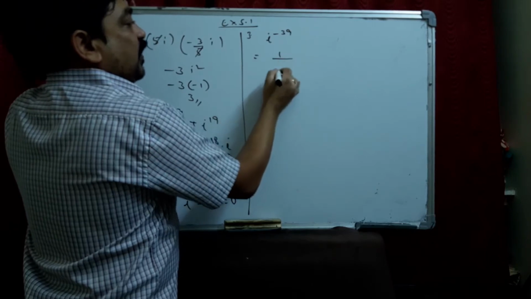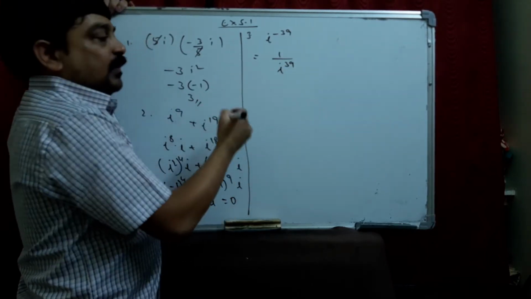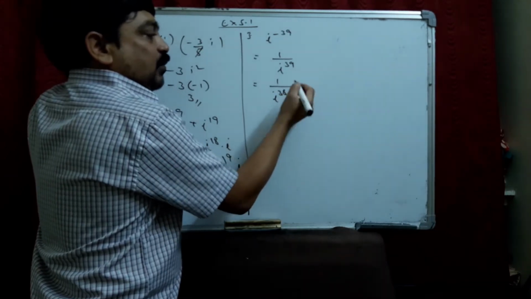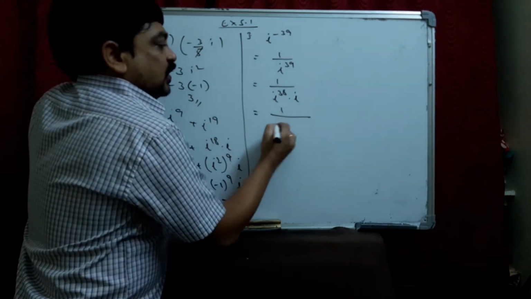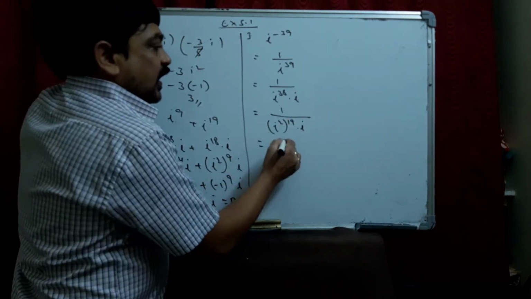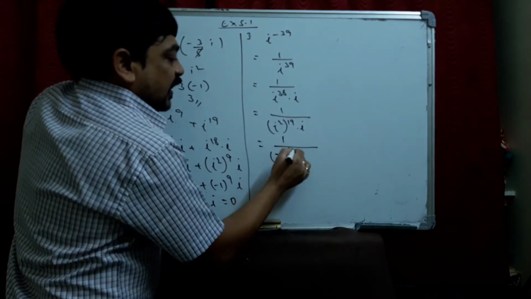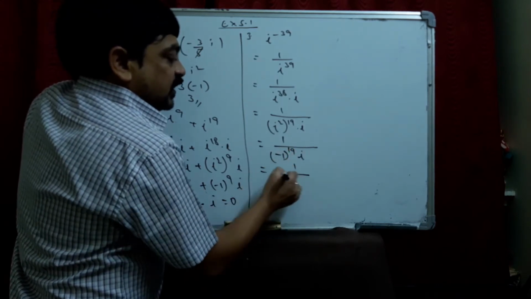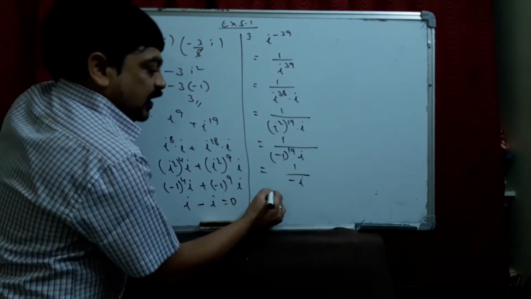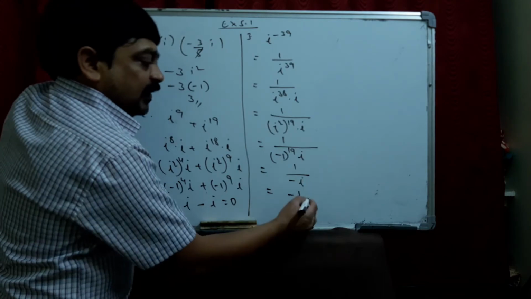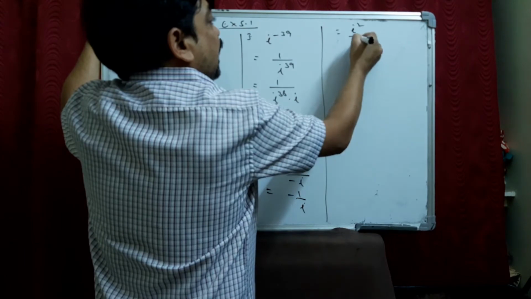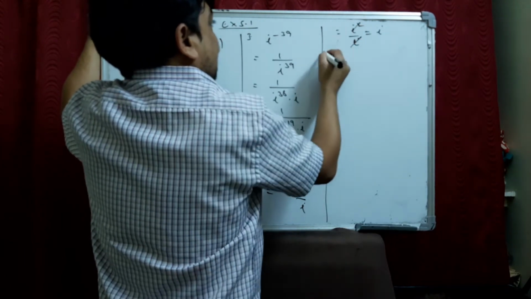So we write 1 by i power 39. Now you can write it as 1 by i power 38 into i. Same process we do. So it becomes (i square) power 19 into i. So (i square) power 19 means (minus 1) power 19 into i. Since the power is odd, we write minus i. This also you can simplify. I write this like minus 1 by i, and minus 1 can be written as i square again by i. So the answer will be i.